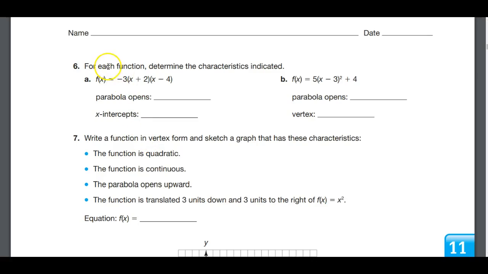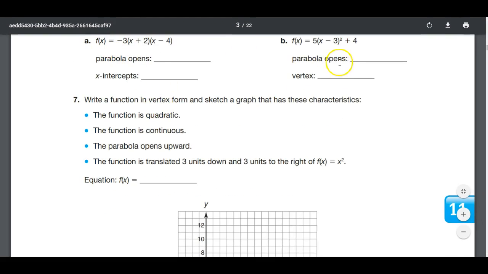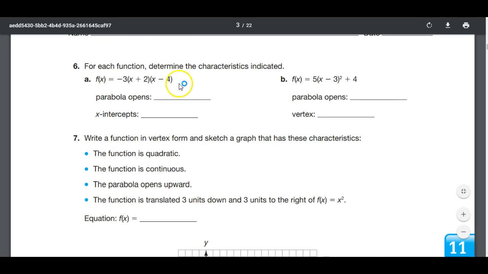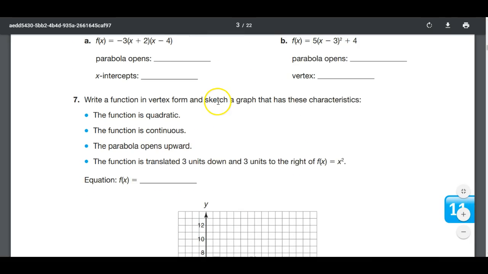Okay, so now we have to be able to understand these forms of these equations, of these functions, these quadratics, so that we can interpret. It says here, determine the characteristics indicated. So we got to find the characteristics. This one asks, does it open up or down? I can see this is in factored form. This is the letter A. And what do I see? -3. That tells me that the parabola is going to open down because it's negative. Remember, negative makes that frowny face.